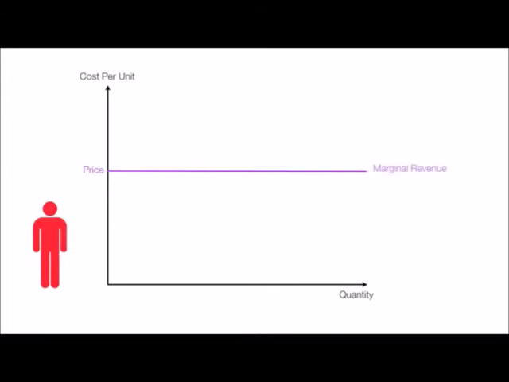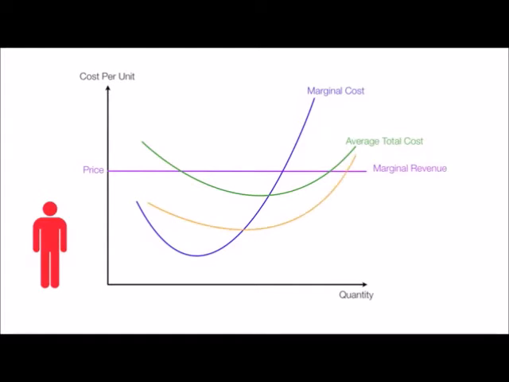I'm going to put quantity on the x-axis and cost per unit on the y-axis. And price is fixed for an individual supplier. That's what this is. And the marginal revenue and price and demand are all the same thing. That's the marginal cost curve, the average total cost curve, and finally the average variable cost curve. A supplier will produce a quantity where marginal cost, MC, is equal to marginal revenue, or MR. That's where profits are maximized.